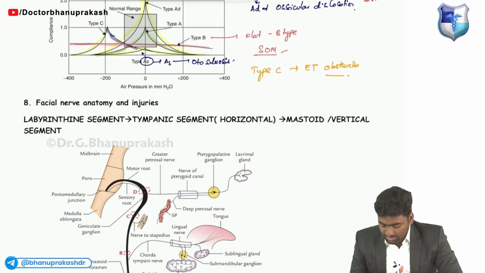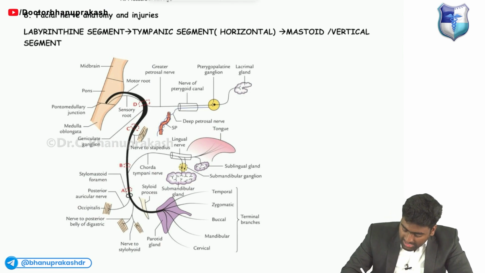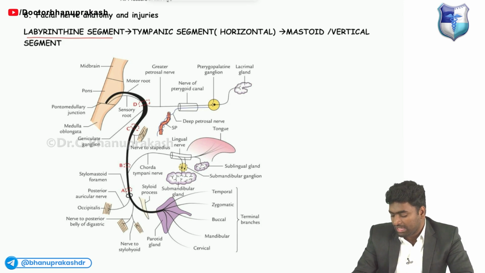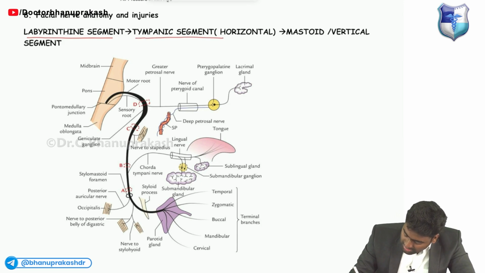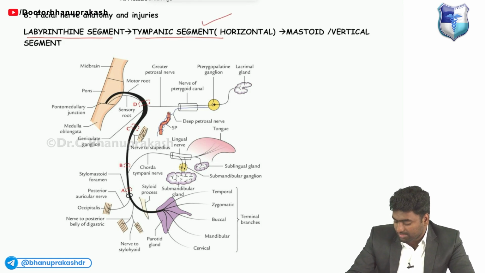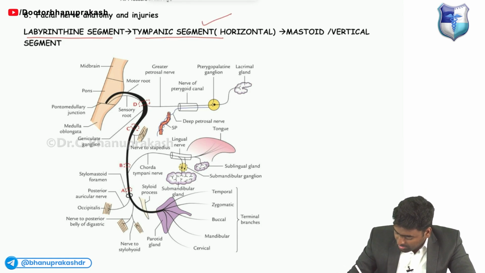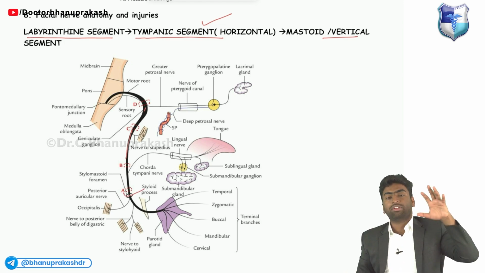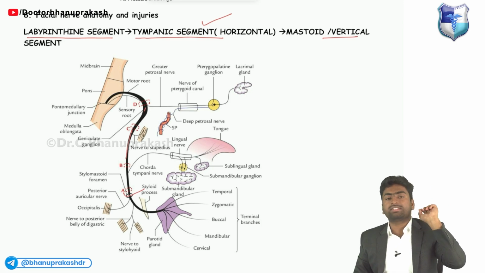Next, we'll move on to facial nerve anatomy and injuries. Initially, we know the facial nerve comes as the labyrinthine segment. Then it has a horizontal segment, which is our tympanic segment, followed by the tympanic membrane. Then it will be in a vertical position, and after that it comes out through the stylomastoid foramen. So there are a few segments of this facial nerve.